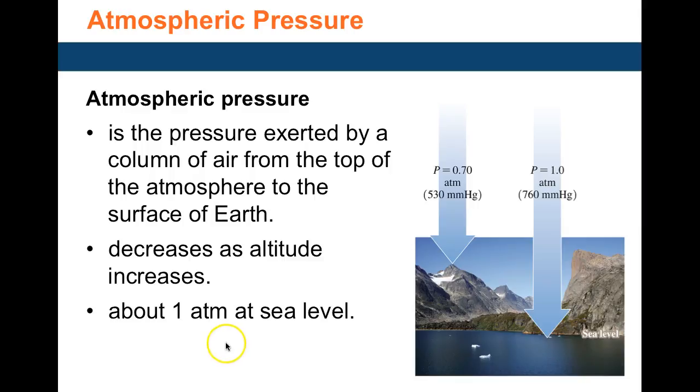All right, so at sea level, it's 1 atmosphere. But above sea level, it varies because the air is less dense. Fewer particles means less pressure.